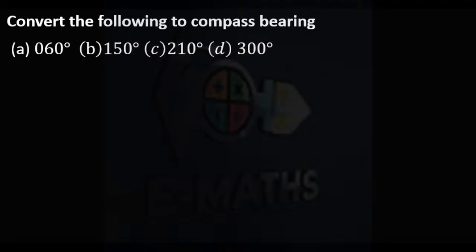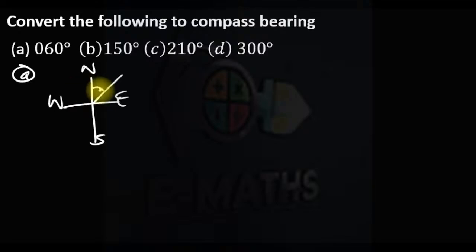So it's very easy. I will first of all draw the one they gave me, which is north, south, east, west. So I move. Remember, 3 digits always start from north. So do you see it? So this is 060. So you can see in compass bearing, this is also equal to north 60 east. So that's it. So it's simple.